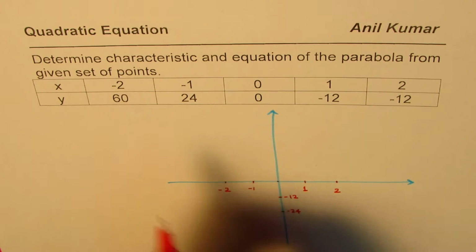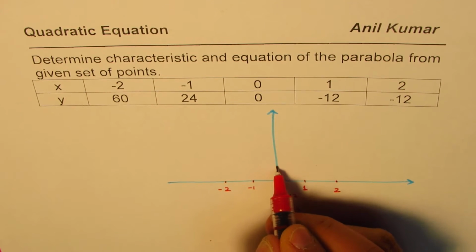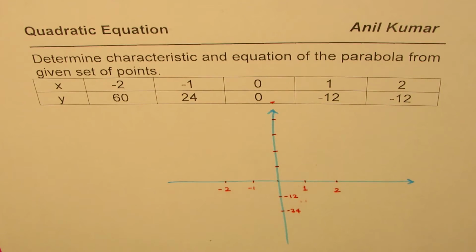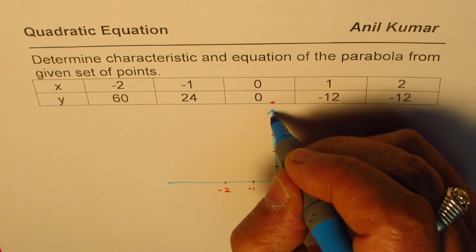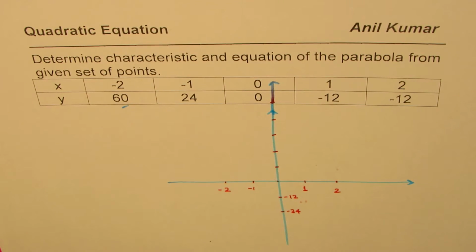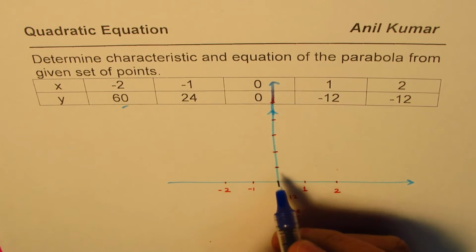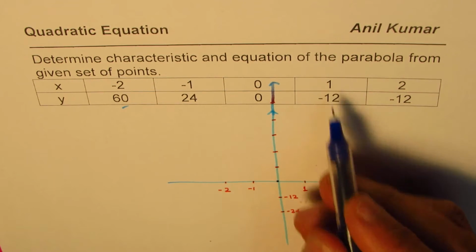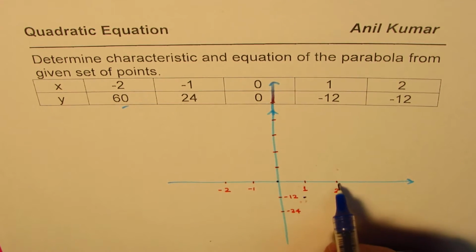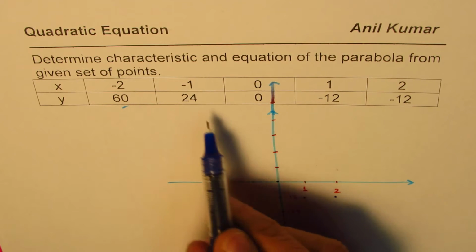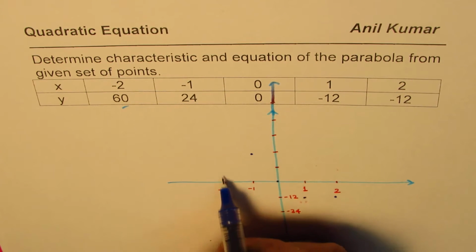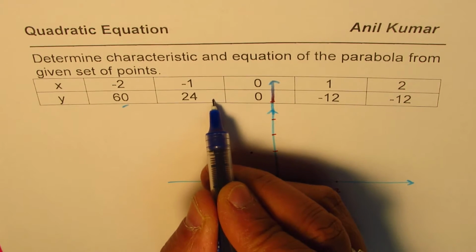So here we need to go up to 60. So I should actually go further up. So we need 1, 2, 3, 4, and say 5. Okay, that should work. So let me just extend this a bit more to take care of 60. So approximately the points should be at definitely origin, then 1 and minus 12. So that comes to kind of here, and 2 and minus 12 is right there. On this side, minus 1, 24, and minus 2, 60. So minus 2, 60 is, let us say, somewhere there.